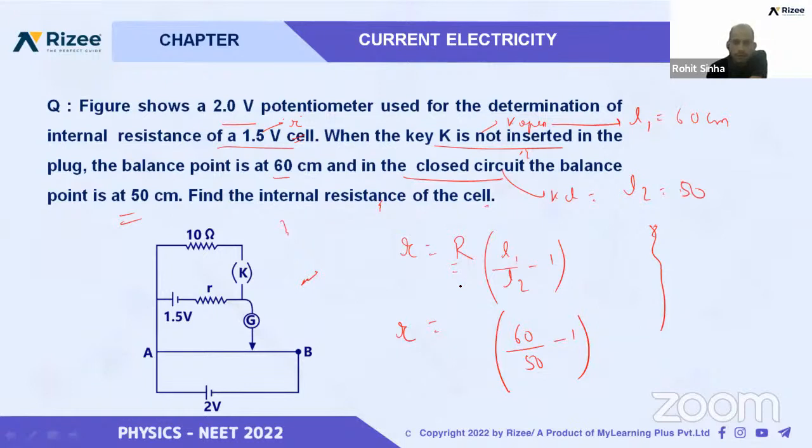It is not inserted. What is telling me not inserted? Okay. I think some data are missing here. It is telling that a 2-volt potentiometer is used for determination of internal resistance of this much volt. When K is not inserted, this much L1, L2, then we need external resistance R, but that external resistance is not given. What will we do?